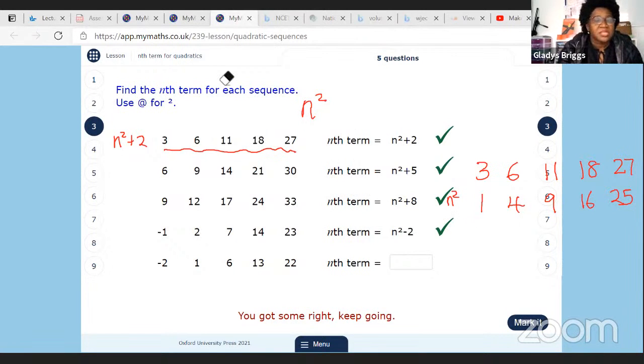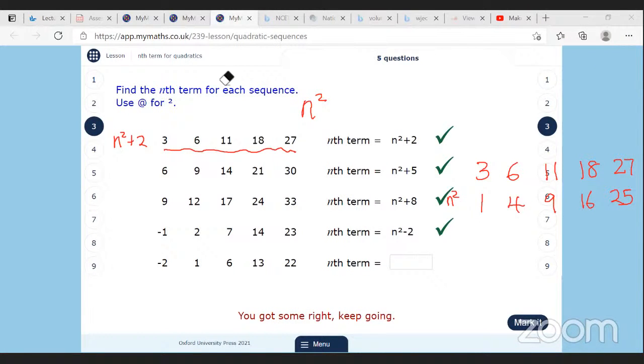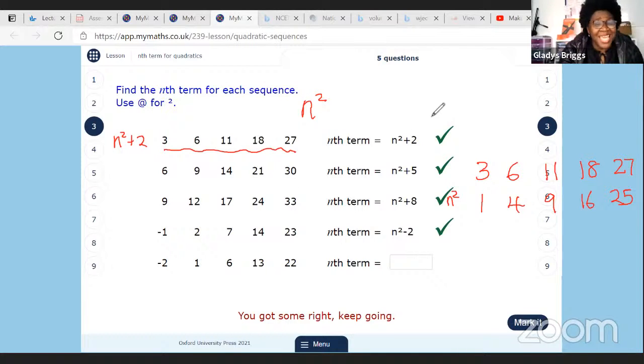So how do they get 1 and 4 and 9? It's the square numbers because it's n squared. It's a quadratic sequence. You have different types of sequences. The first one we looked at yesterday was the arithmetic sequence, which is a straight line, a linear sequence. But now we're looking at the quadratic sequence, which is squares. We're looking at square numbers.